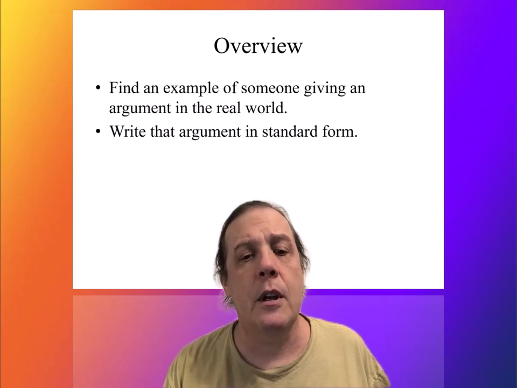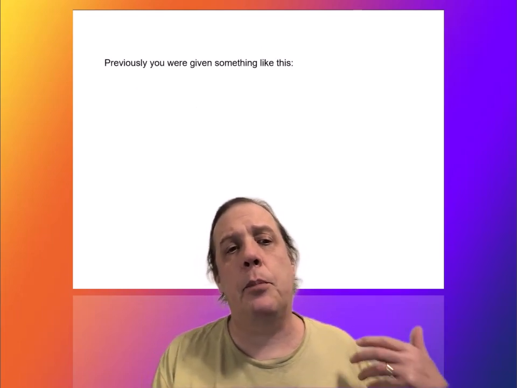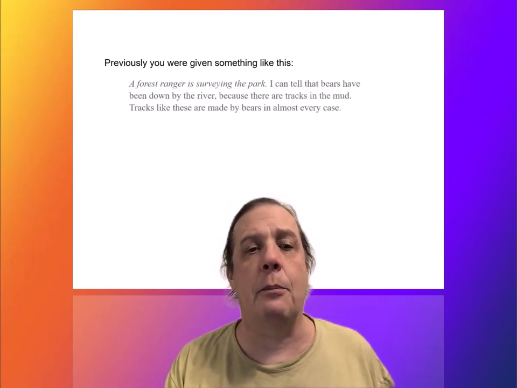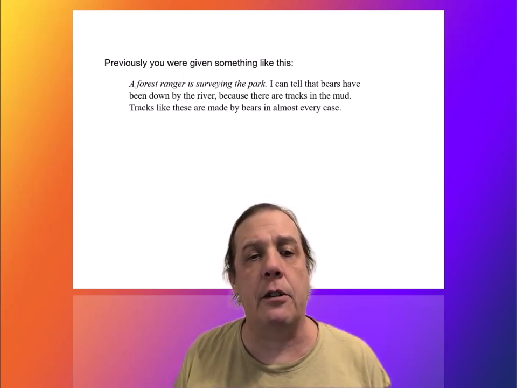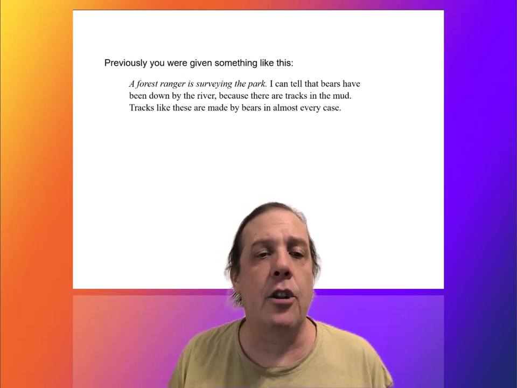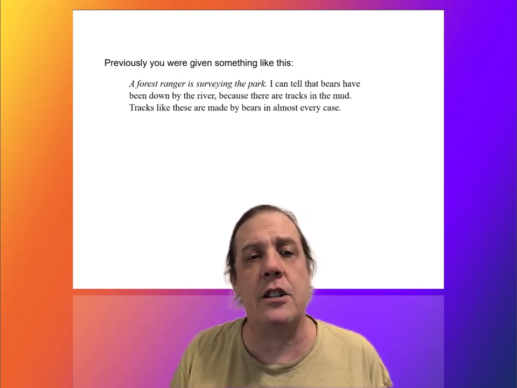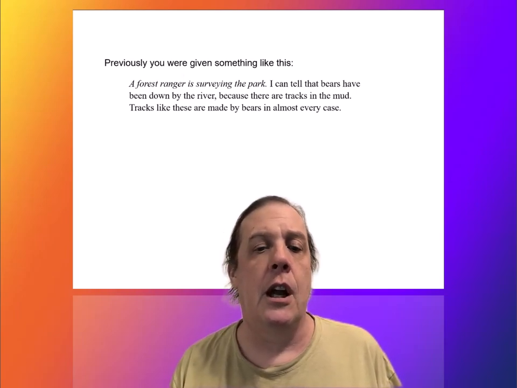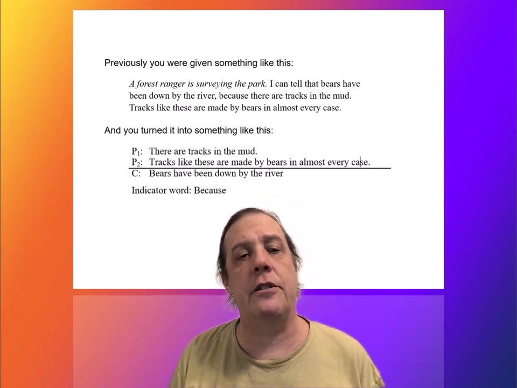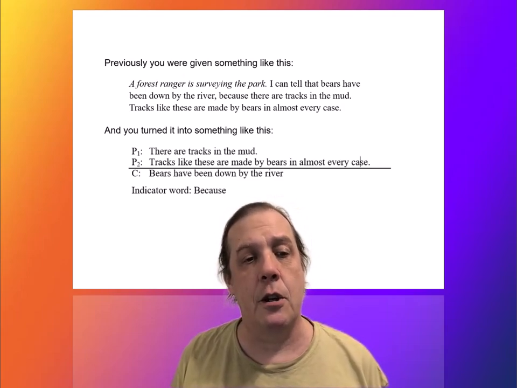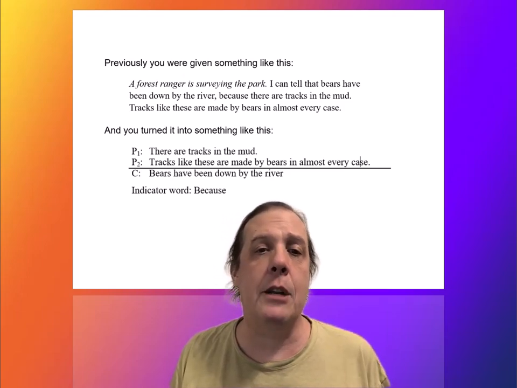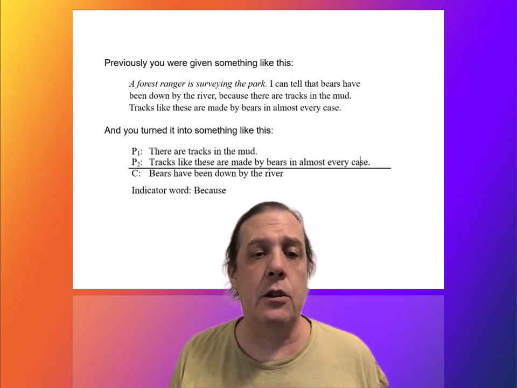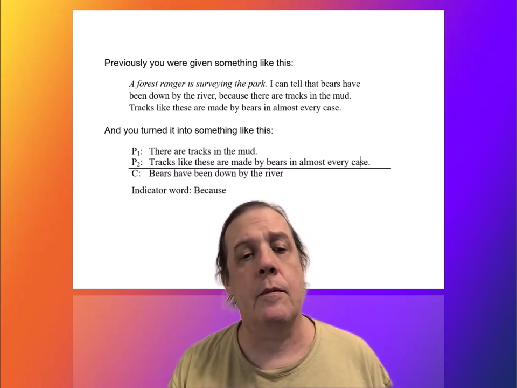So the world is full of arguments, and there should be, once you become sensitive to it, plenty for you to find. Another way of thinking about it is that previously in class 3, you were given something that looks like this. So this was one of our sample passages. A forest ranger is surveying the park, and he thinks, I can tell that bears have been down by the river because there are tracks in the mud, and tracks like these are made by bears almost every time. You took that passage and then you turned it into something written in standard form, like this. P1, P2. P1, there are tracks in the mud. P2, tracks like this are made by bears in almost every case. Conclusion, bears have been down by the river.